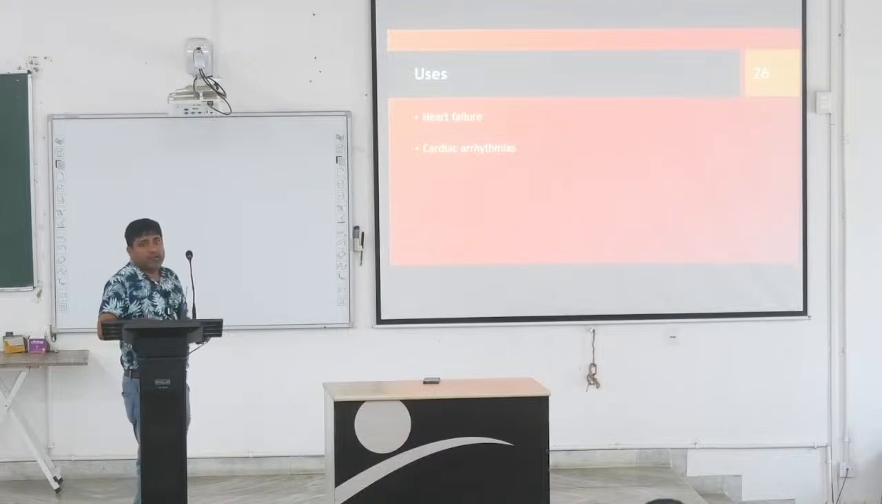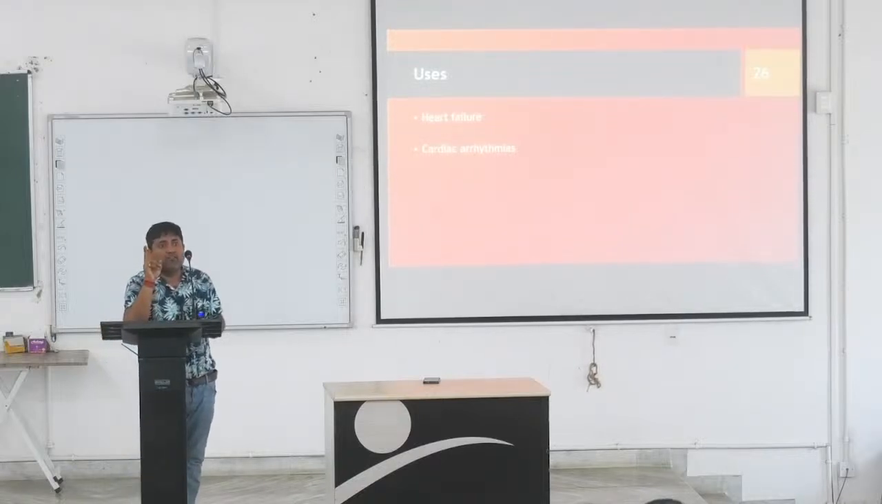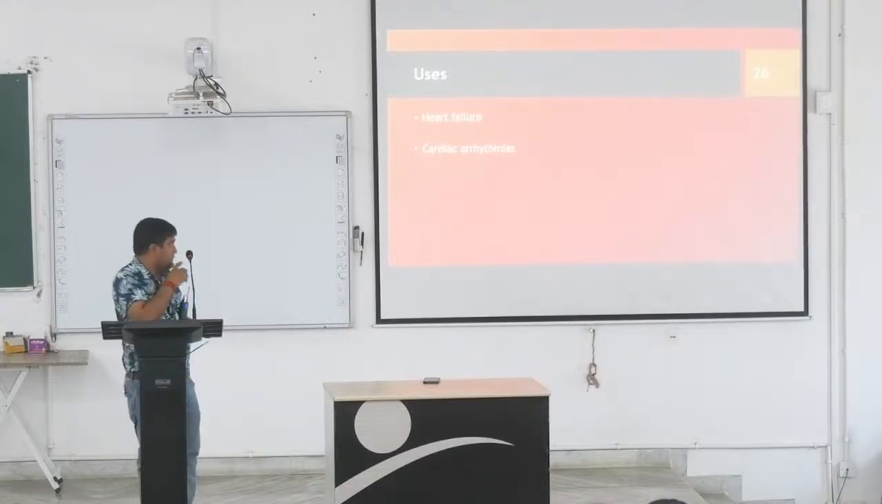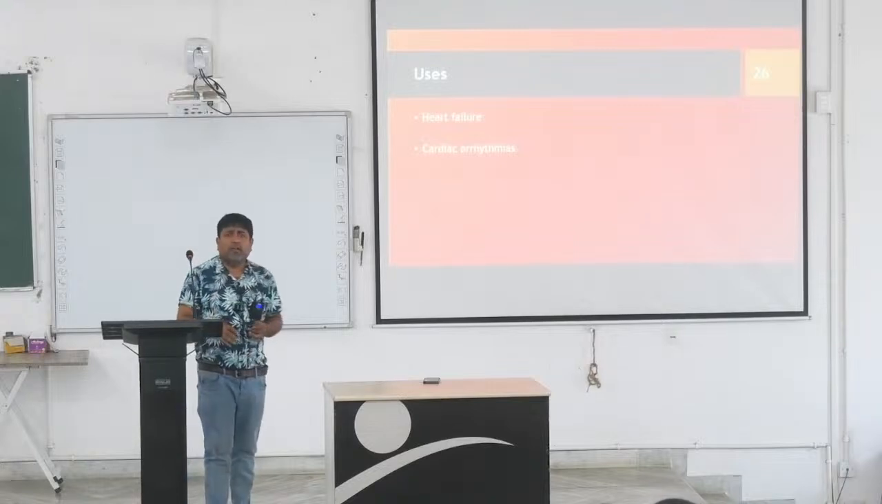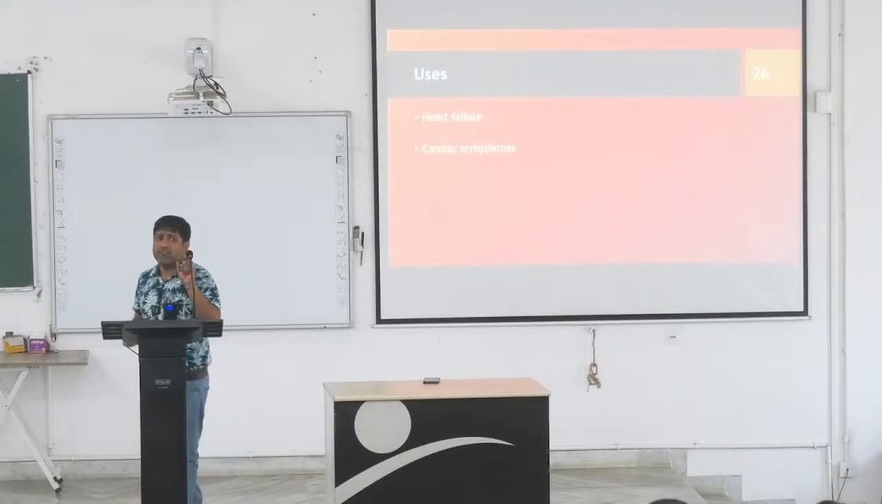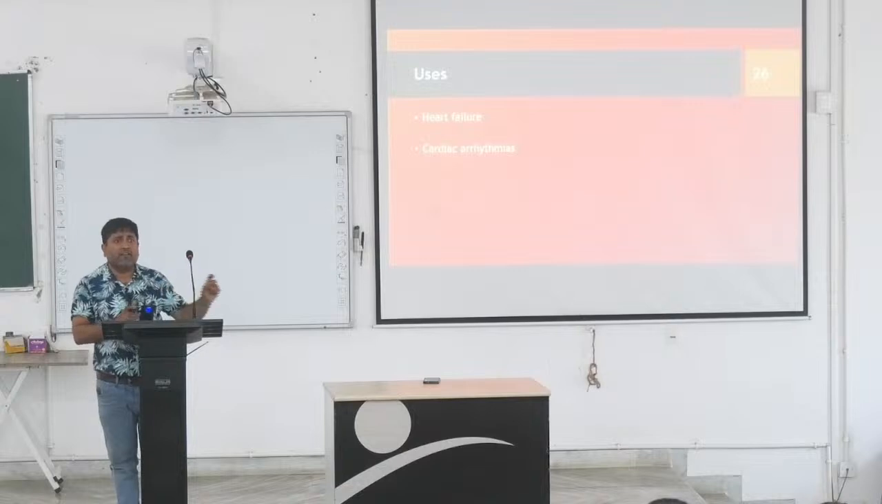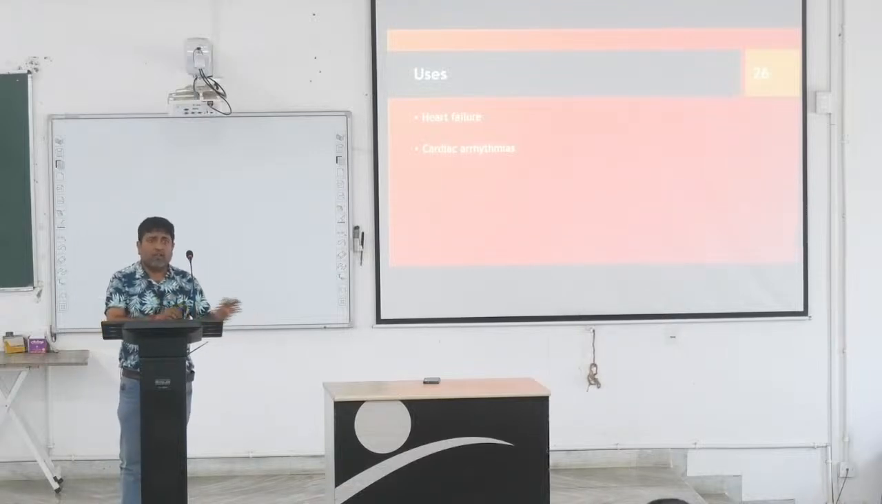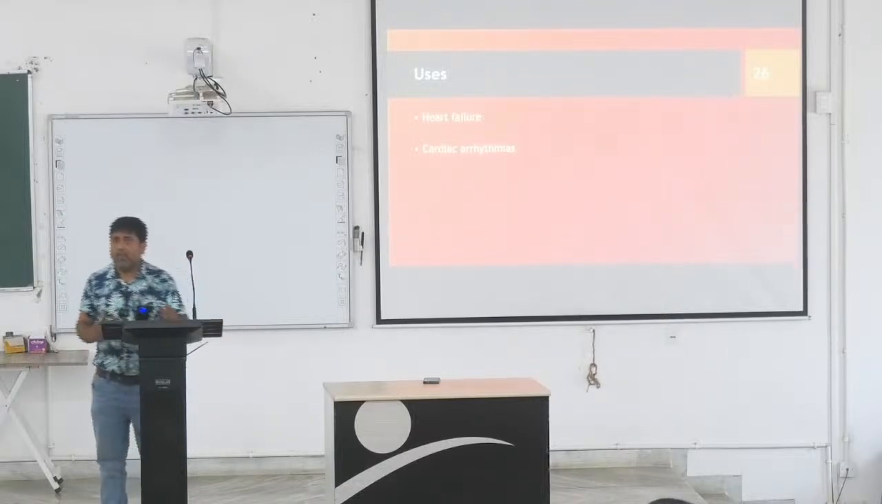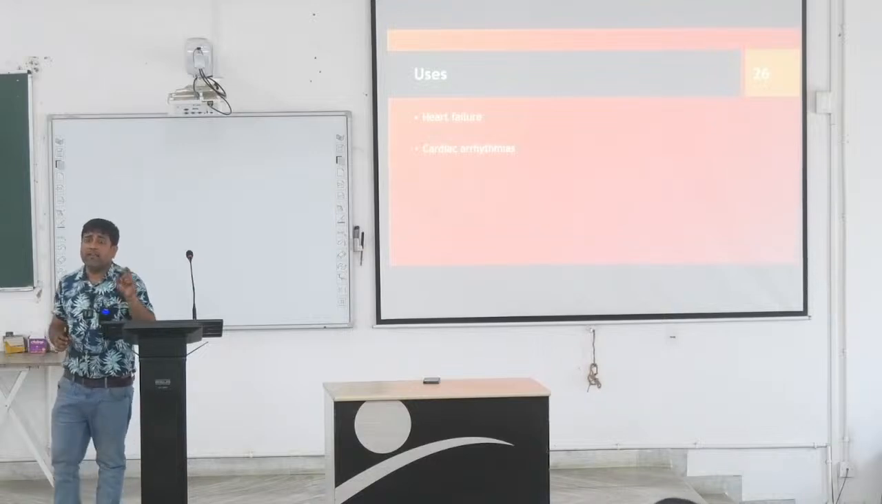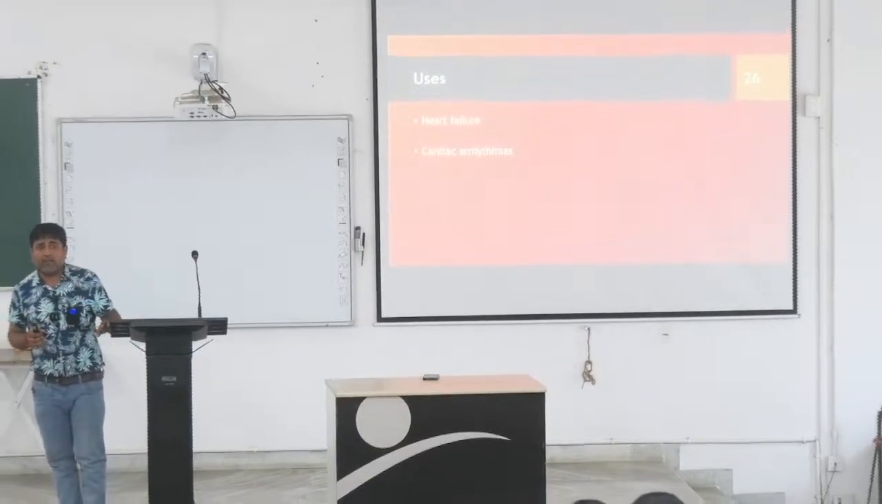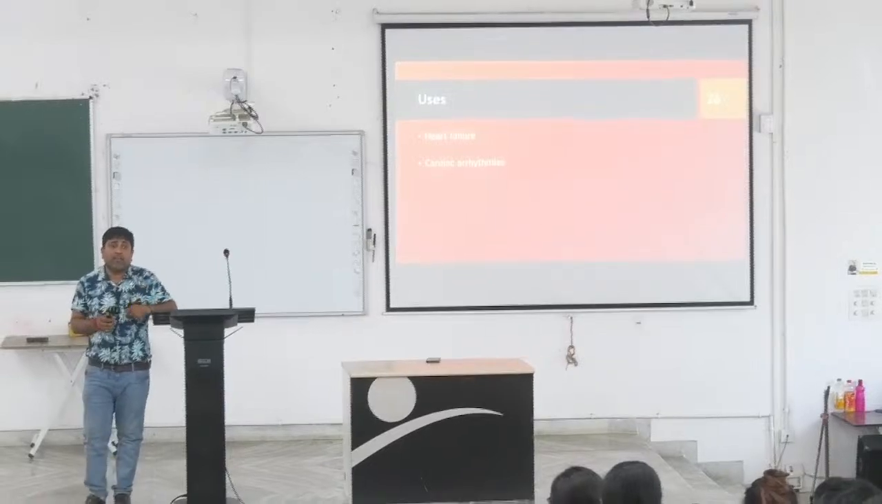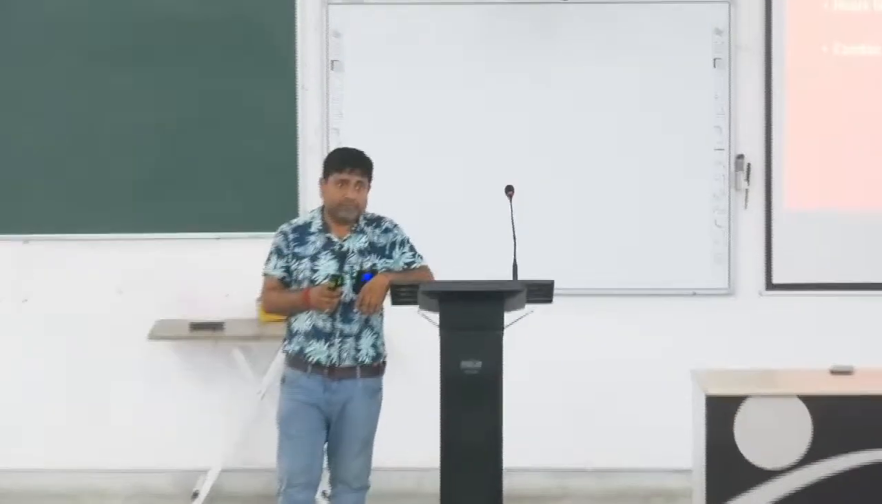Usage of digoxin: it is used in two conditions. One very important is heart failure, and the next one is cardiac arrhythmias. Heart failure, already said, digoxin is the only cardiac glycoside that is currently in medical use. Not digitoxin, not ouabain, not others. They cause an increase in the force of myocardial contractility without a disproportionate increase in myocardial oxygen demand. Thus, they are increasing the myocardial efficiency.